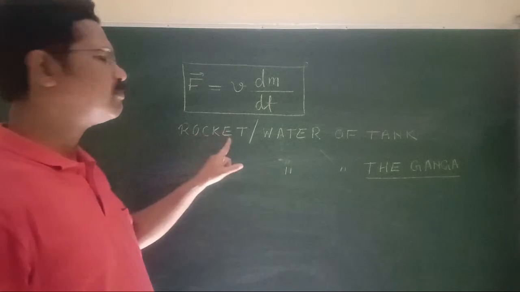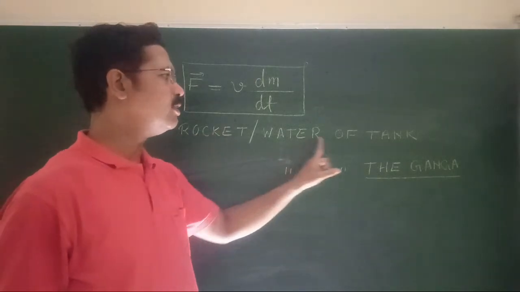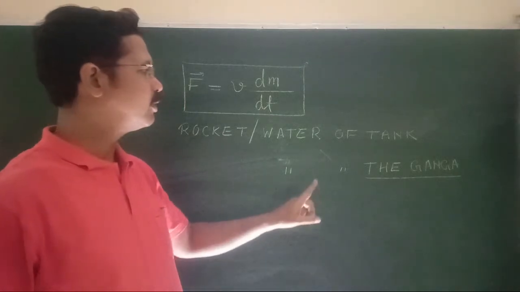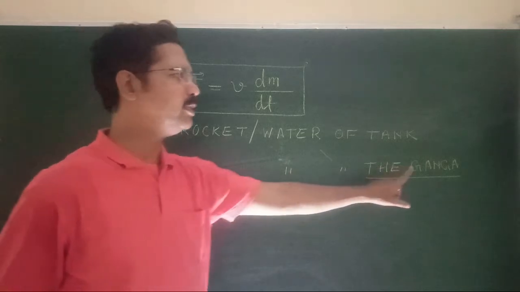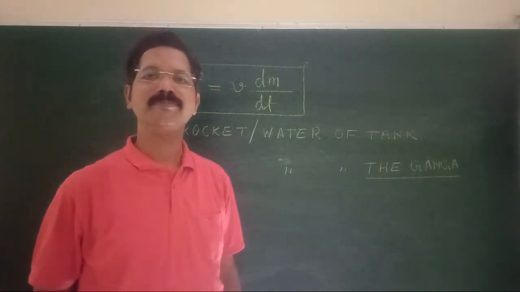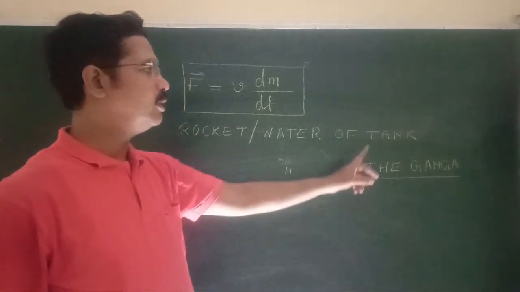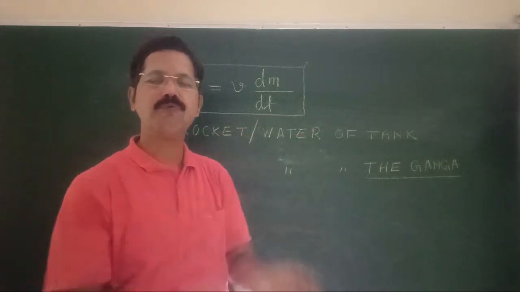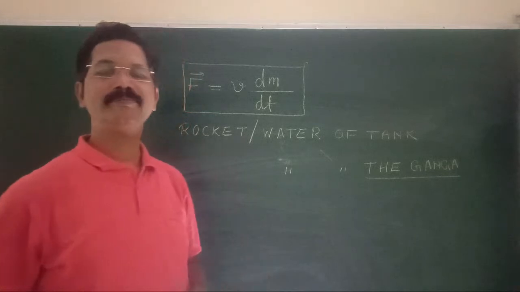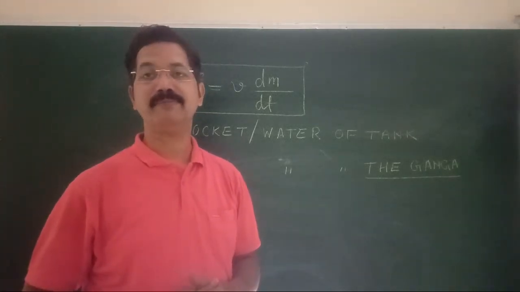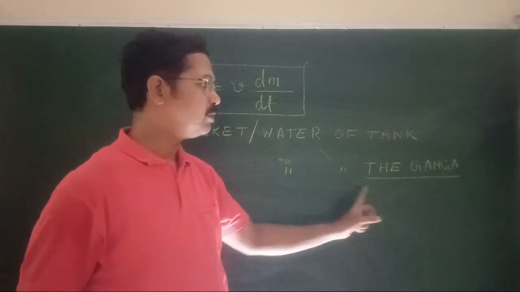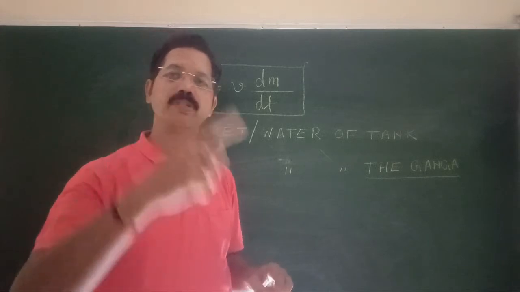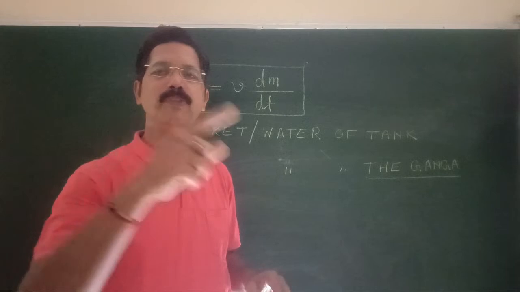One is the rocket system, second is the water of your tank on the roof. The water flowing in the rivers, the Ganga, you know. Water in the tank changes mass if you tap and use water in life for bathing, for drinking, for various work. Again, water of rivers like the Ganga, Amazon is used to produce electricity. In that case also the mass of the flowing water changes.